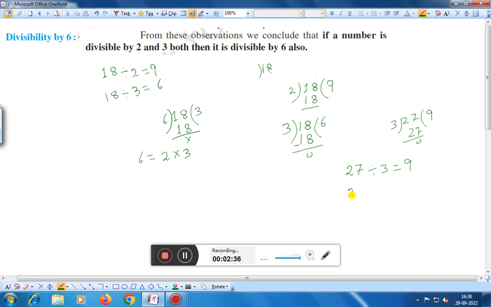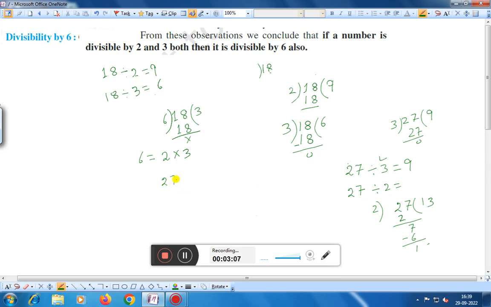9. If we divide 27 by 2, then it is not divisible. Why? Here it is 27. If I divide by 2, 2 1s are 2, 7, 2 3s are 6, 1 is remainder. That means it is not divisible. Since 27 is only divisible by 3 but not by 2, therefore 27 is not divisible by 6.